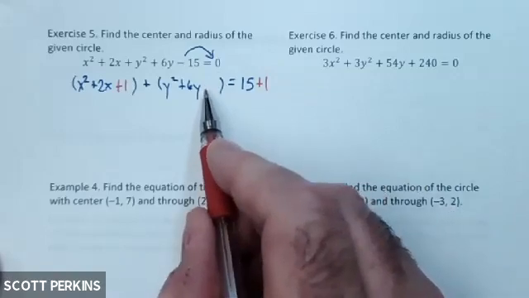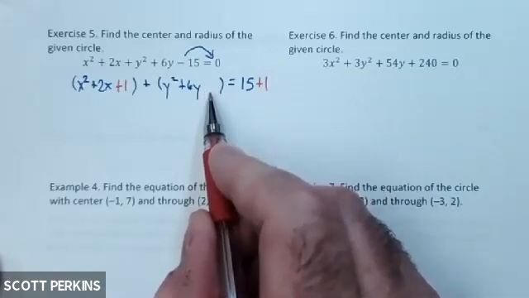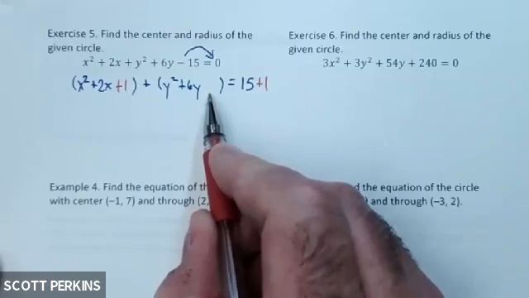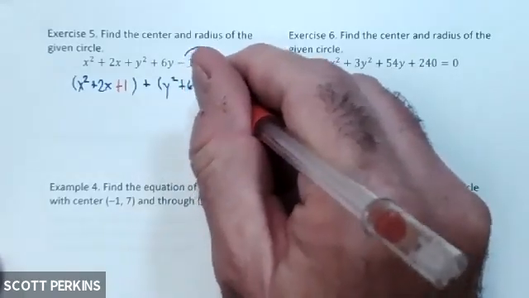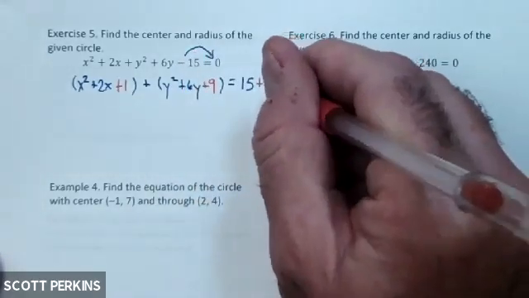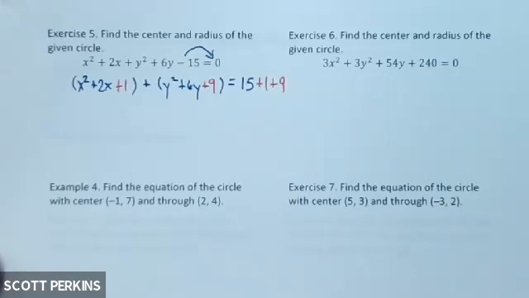Same thing for my y terms. What am I going to add in here to complete the square? Yep, half of 6 is 3. 3 squared is 9, and then keep the equation in balance. I will add 9 to the other side.